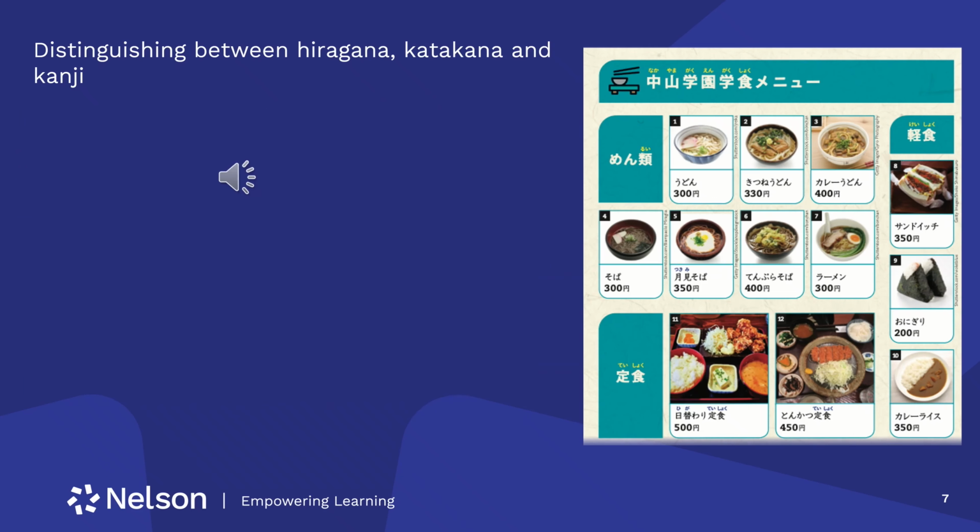After viewing the video, we suggest you show students many examples of hiragana, katakana, and kanji in authentic texts and get them to identify each one.